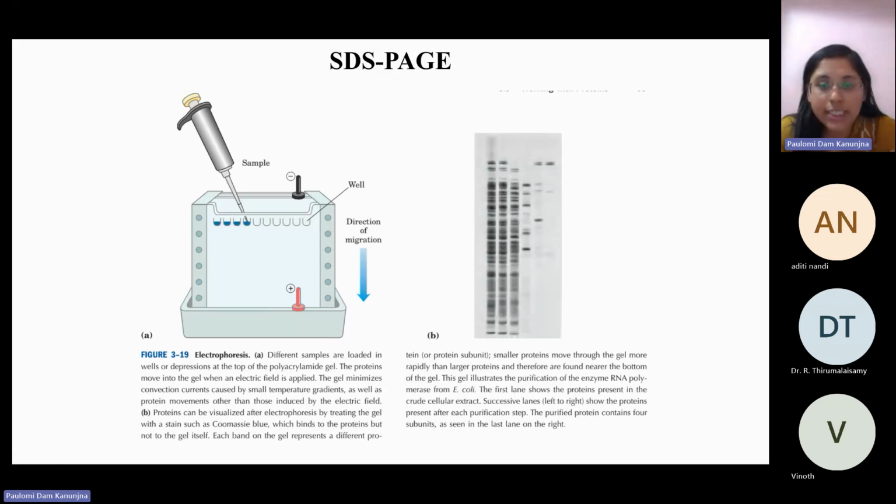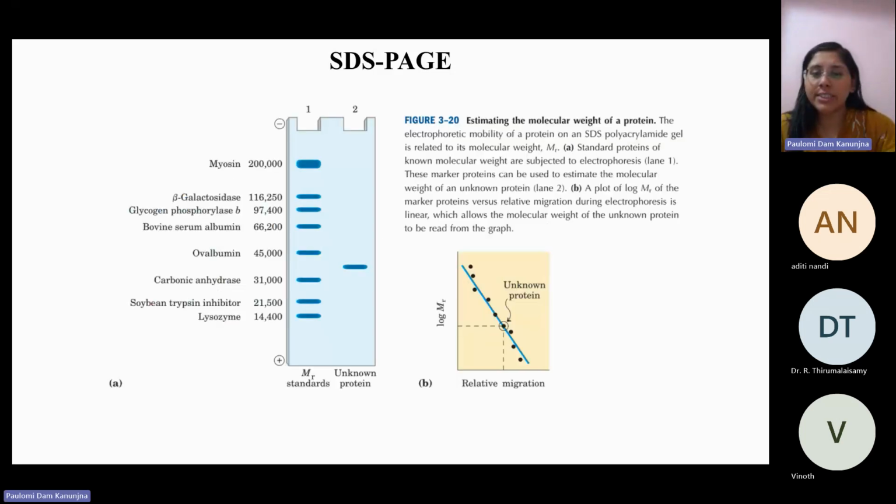So how do you visualize this? You use Coomassie blue stain, which binds to the protein, and then each band on the gel will represent a protein, because it would have bound to the Coomassie blue, and the Coomassie blue will show you where the protein is located on the gel. Okay. Now, all this is very technical. This is easier to understand conceptually. How do you use it? I just said that you can use it for understanding the molecular weight. So how do you do this?